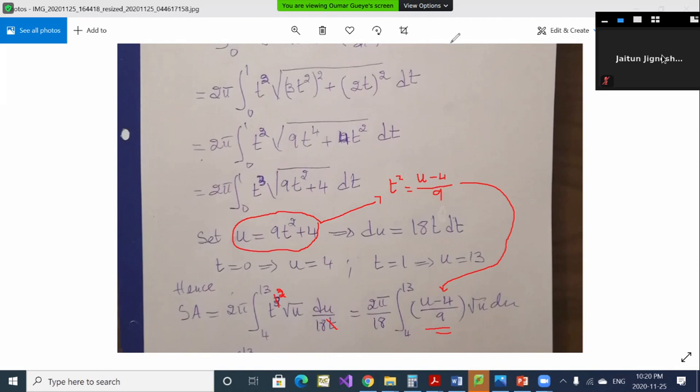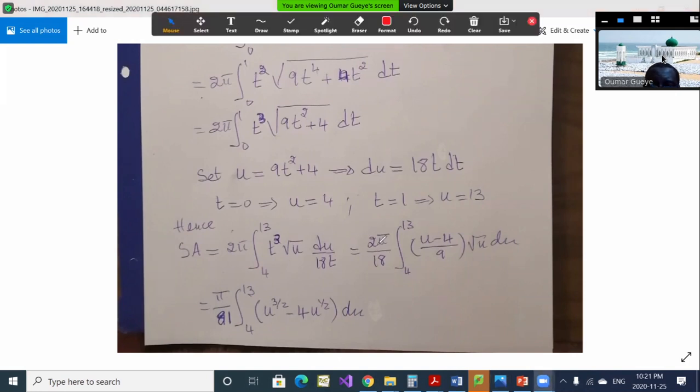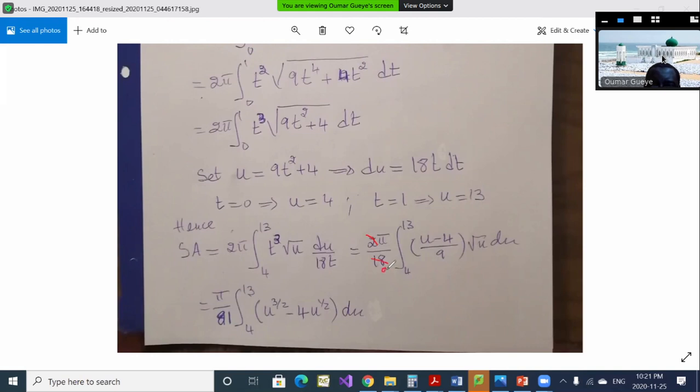All right. Okay, so next step, I'm going to open this bracket here. Just keep in mind the root u is equal to u to the power half. And u to the power half times this u is going to be u to the power 3 by 2. And u to the power half times 4 is going to be 4u to the power half. And before that, I just simplify here by 2 first. So you simplify here by 2, it becomes 9. And I took out this 9, multiplied it here. That's why it becomes 81.